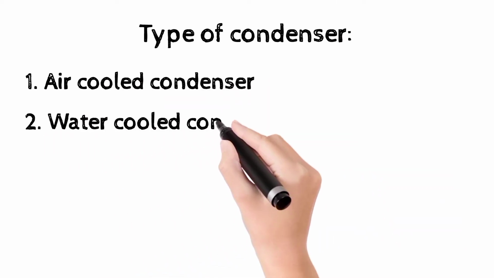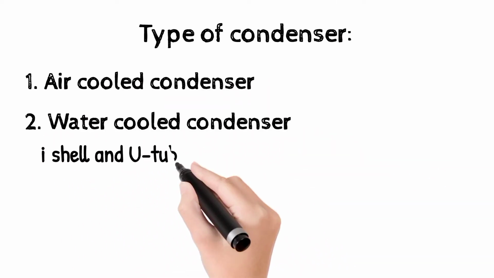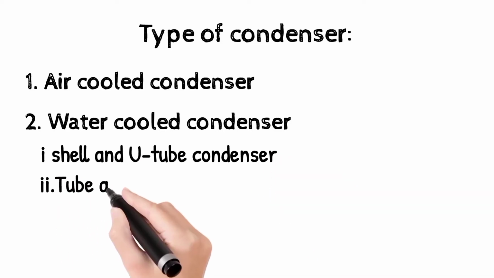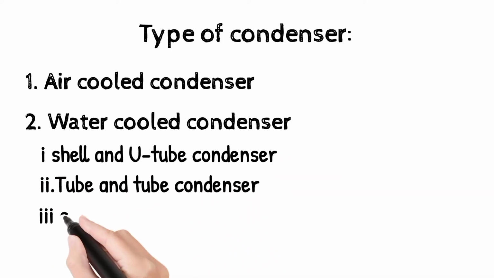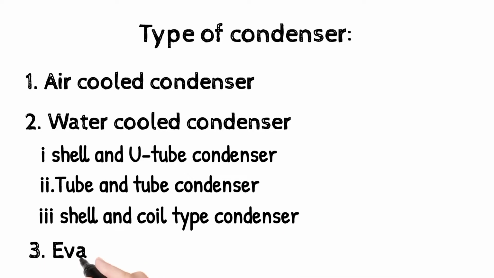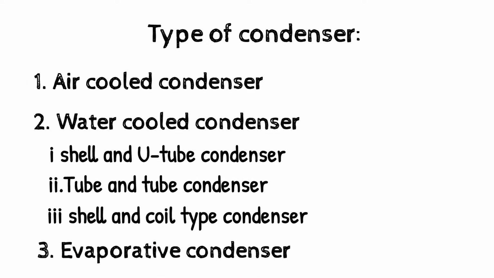First one, air cooled condenser. Second one, water cooled condenser. In that water cooled condenser, we have the types: shell and U-tube condenser, tube and tube condenser, and shell and coil type condenser. The third one is evaporative condenser.